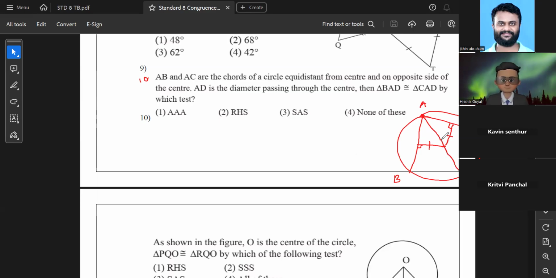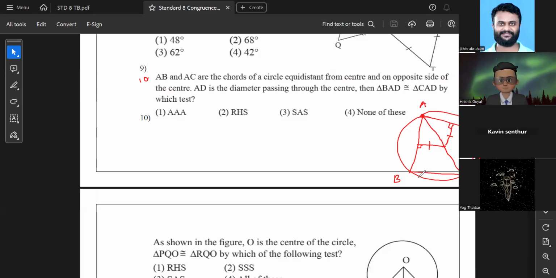AD is the diameter passing through the center. Then BAD is congruent to CAD by which test? Let me join these two, B and D, and also join C and D. Triangles BAD and CAD are congruent by which test? RHS. SAS? Wait. RHS, right?